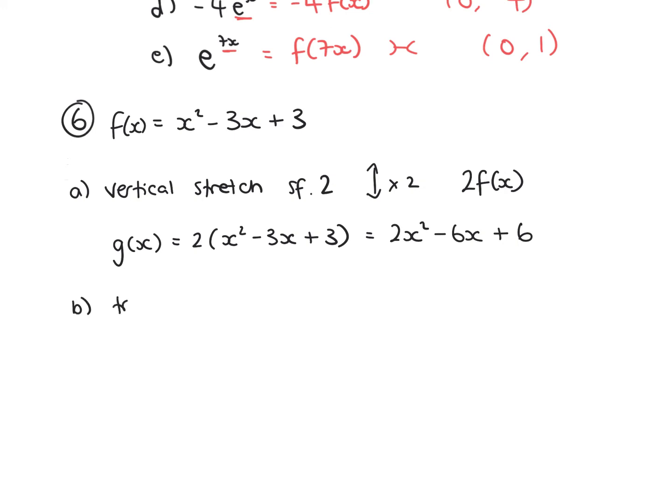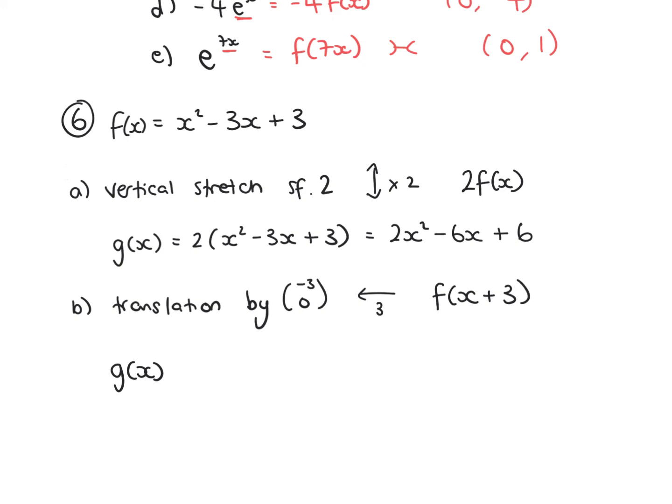B then asks us to do a translation by minus 3, 0. So a translation by minus 3, 0 means we want to move the graph 3 to the left and then none up or down. So that would be f of x plus 3 if I want to move it 3 to the left. So my g of x is going to be this f of x that I've got up here, but everywhere where there was an x, I'm now going to replace it with this x plus 3.